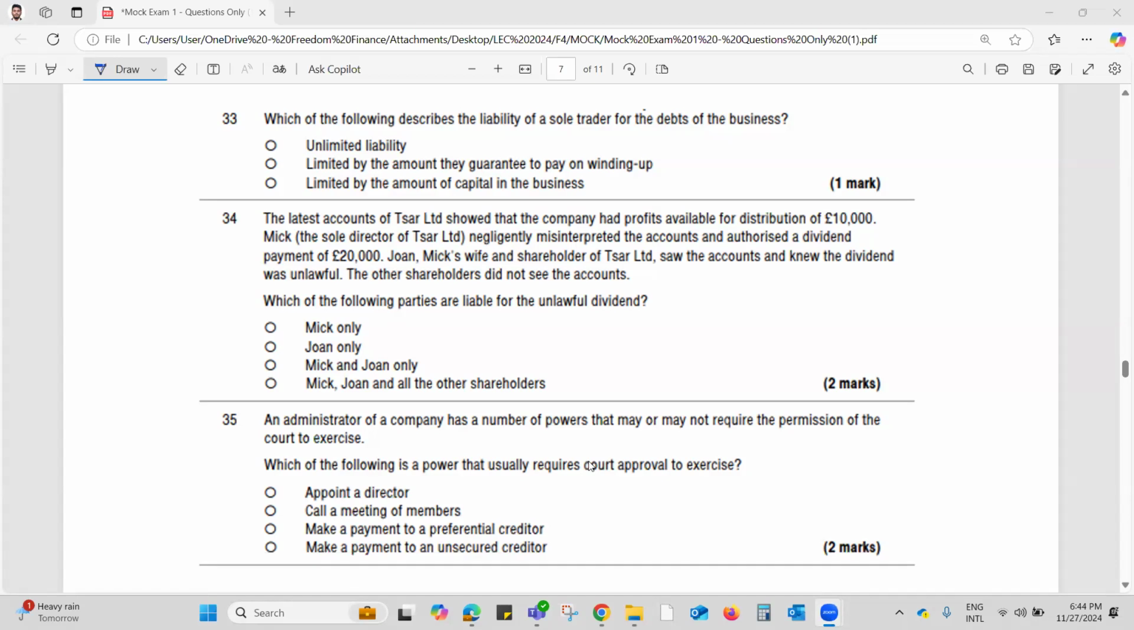Right. The 33rd one. Which of the following describes the liability of a sole trader for the debts of the business? Is it unlimited, limited by guarantee, or limited to the amount of capital in the business? So what needs to be the option? It needs to be unlimited liability.